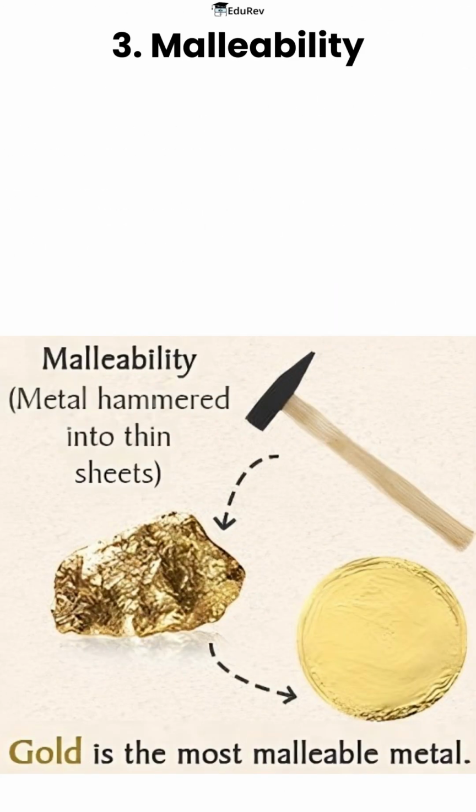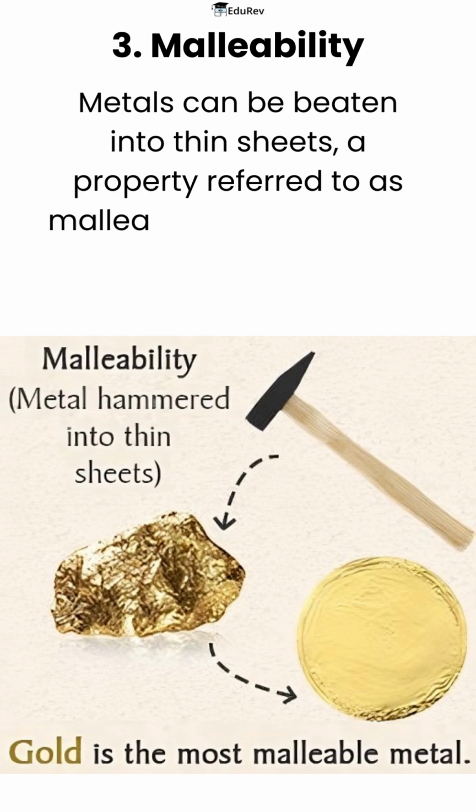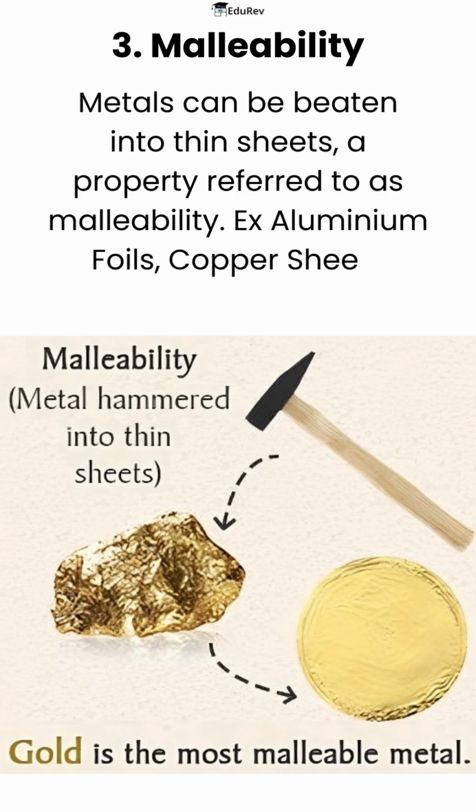Malleability. Metals possess the remarkable property of malleability, allowing them to be hammered or rolled into thin sheets without shattering. This characteristic makes them ideal for applications like crafting aluminum foils and copper sheets.